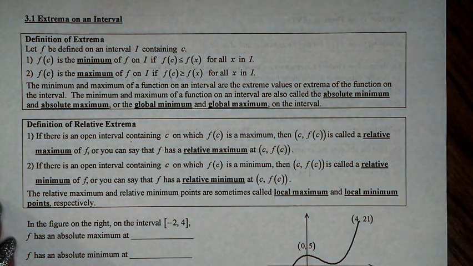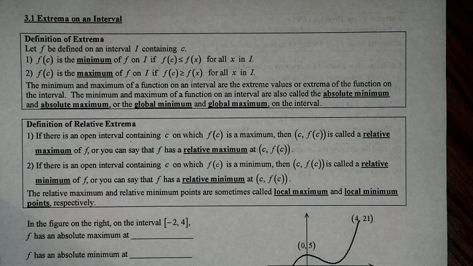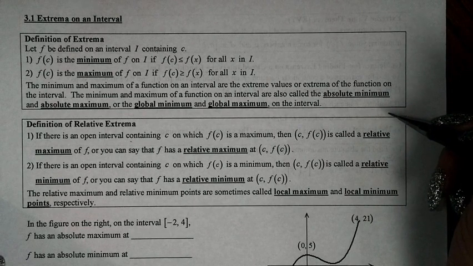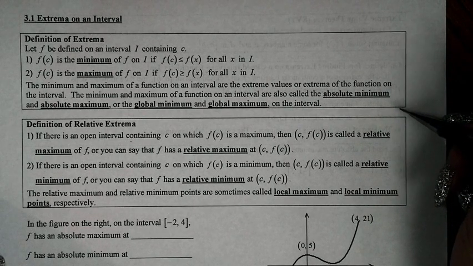Now, let's go over the definition of a relative extrema. If there's an open interval containing c on which f of c is a maximum, then we say that the point c, f of c is called the relative maximum of f, or you can say that f has a relative maximum at c, f of c.